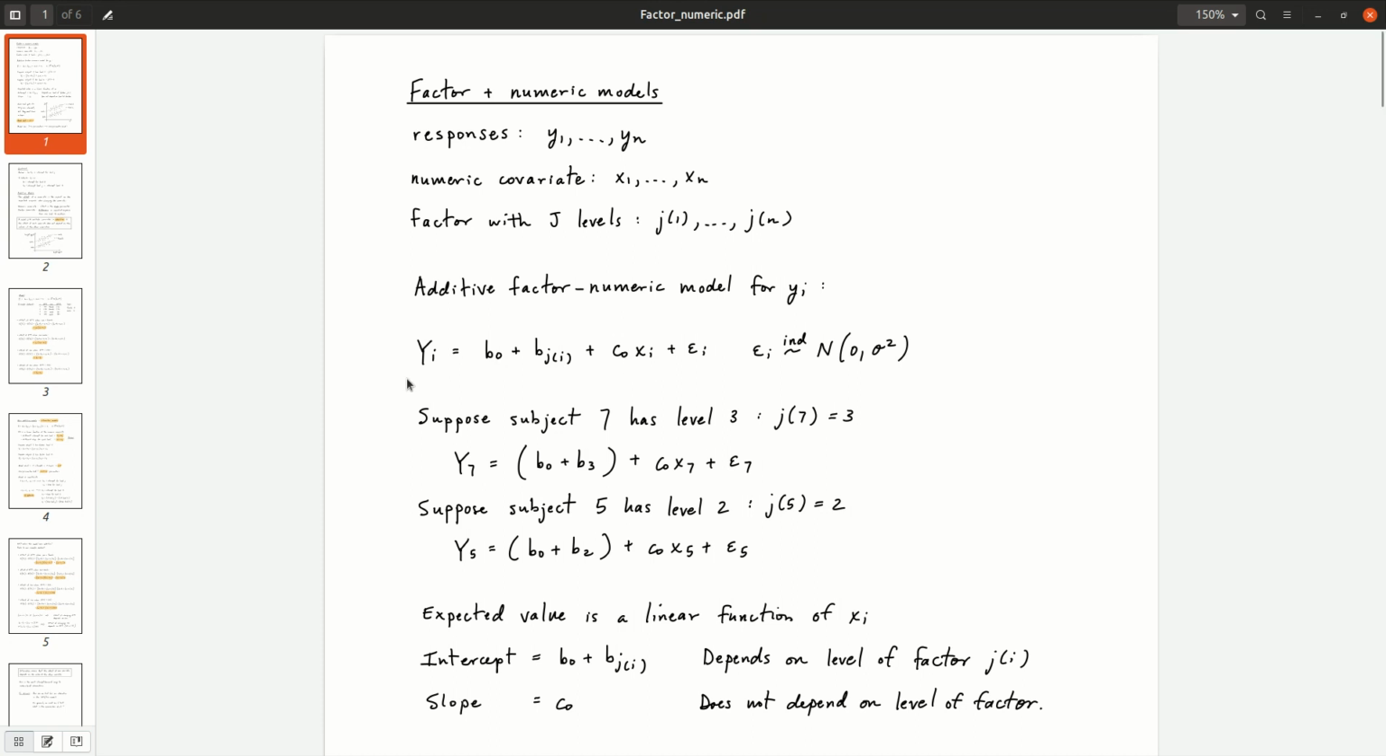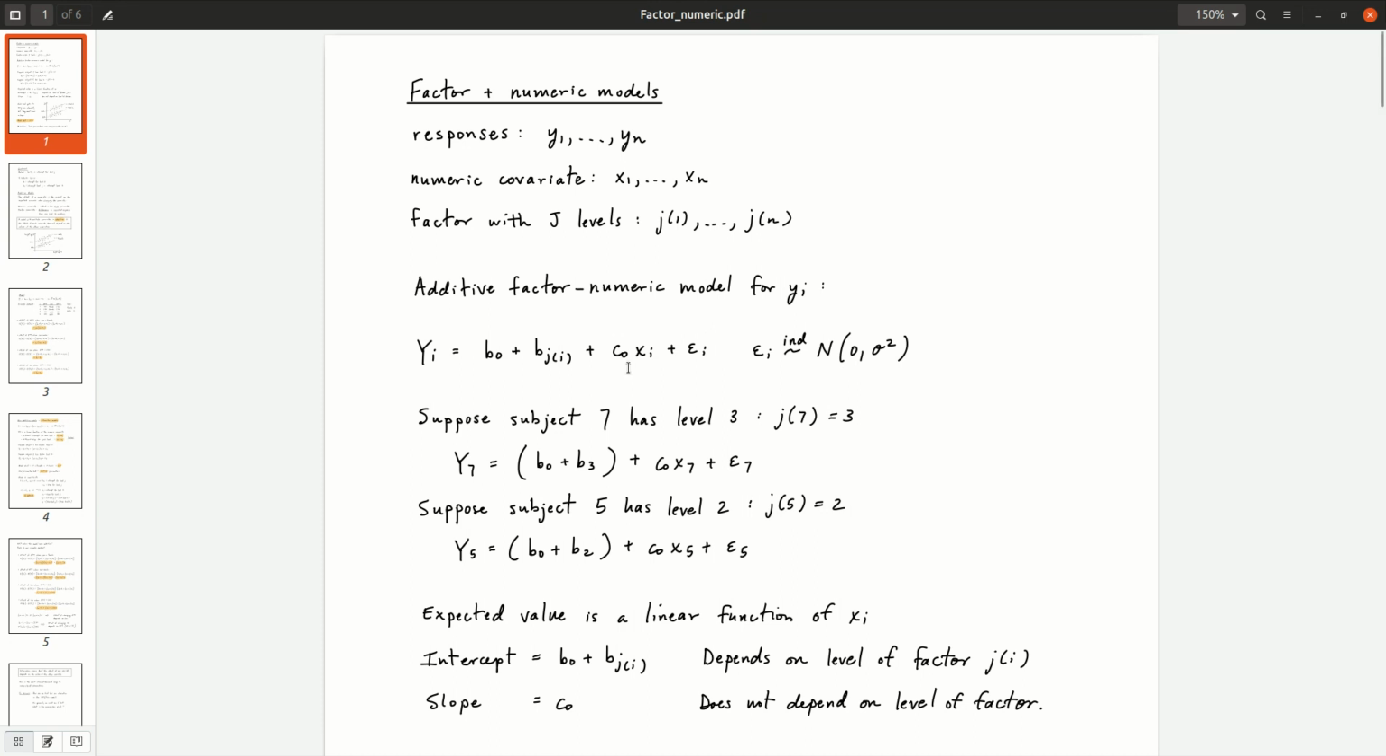So here it is. The model for the response is random variable capital Yi, which is equal to b sub 0 plus b sub j of i plus c0 xi plus epsilon i. And the assumption about the epsilons is the same. So they're independent normals, mean zero, variance sigma squared.